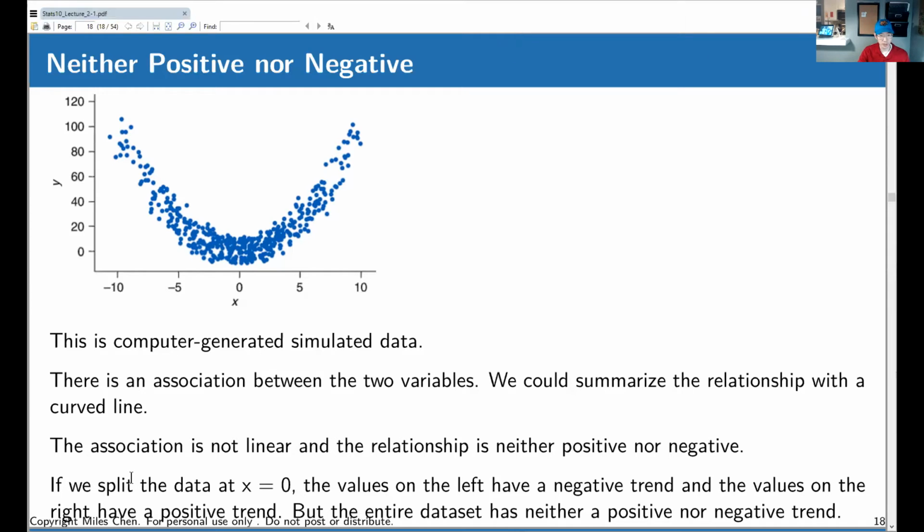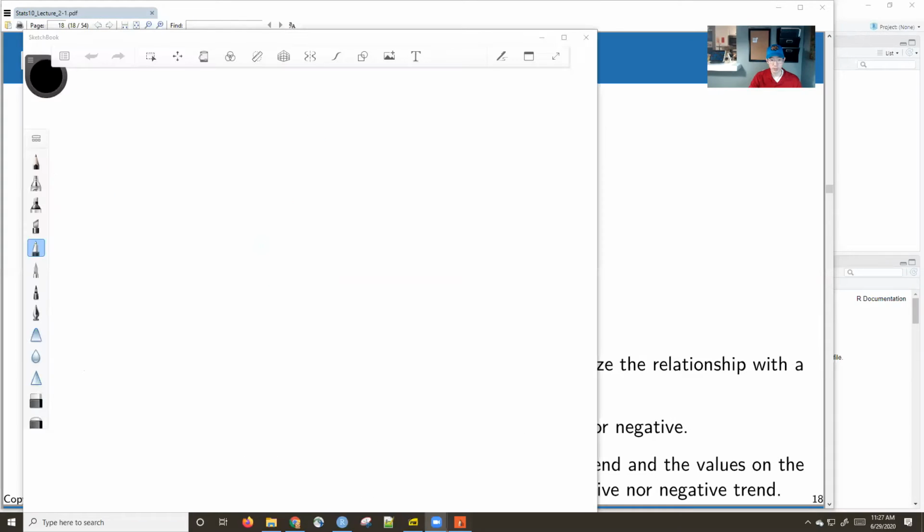I want to do one more example here. I could have another plot. If the data goes like this, this too would be neither positive nor negative.